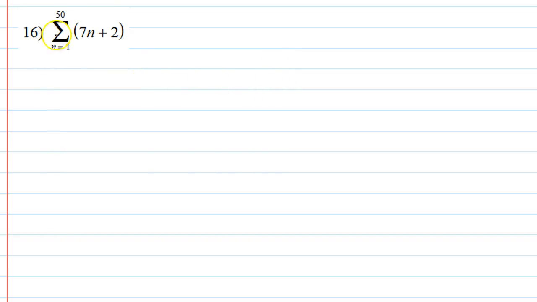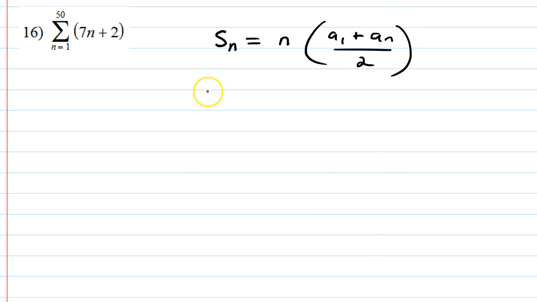Alright, so for number 16, we want to find the sum of the first 50 terms. So this isn't one where we want to work it out. I mean, you could, but it would take forever. And so we want to use our formula for the arithmetic series. The sum of the first n terms is n times our first term plus our last term, divided by 2. And so what you need to do is find the first term.